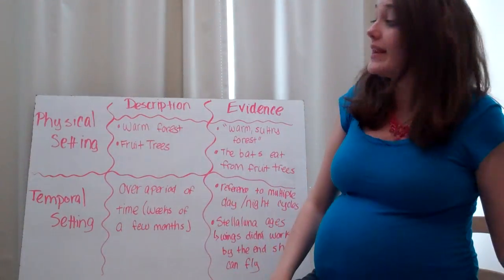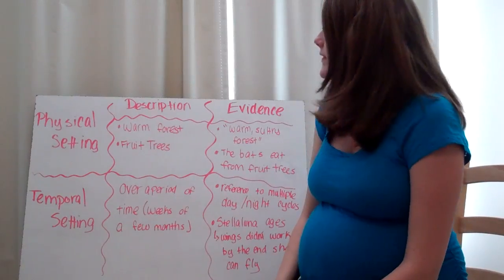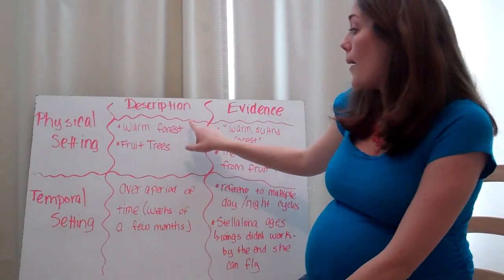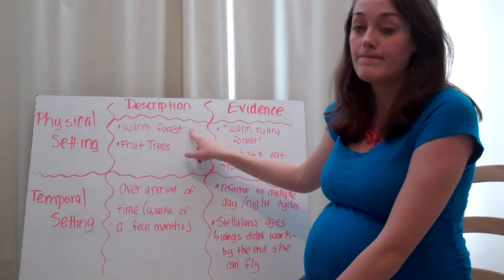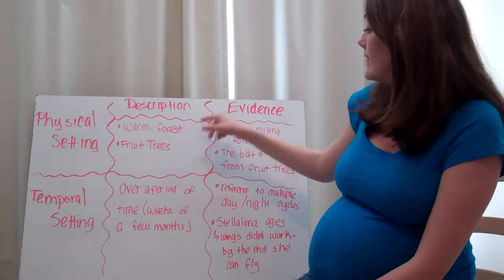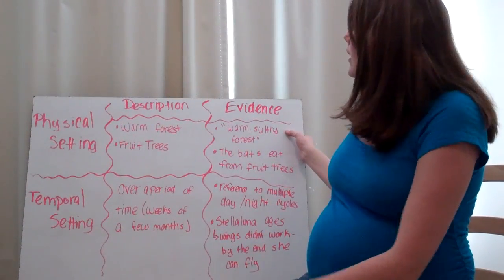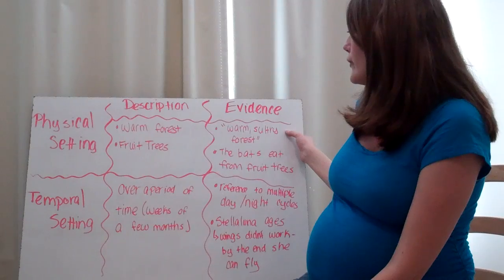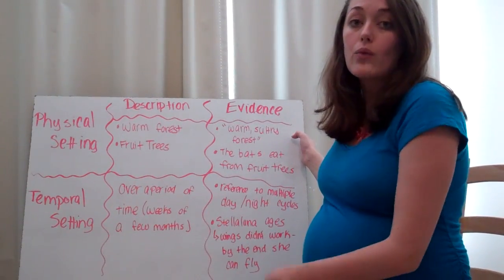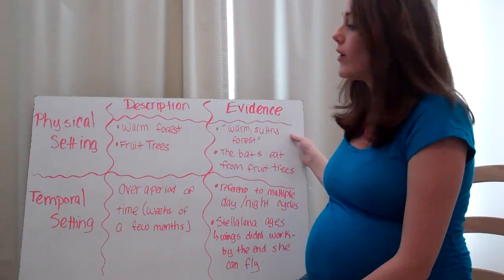In our book, Stella Luna, we're able to analyze both elements of setting. Starting with our physical setting, we know that this happens in a warm forest. We know this because looking back in the book, it specifically says that it happens in a warm, sultry forest. Doing further research, you can also find that this kind of fruit bat is going to live in a warm forest, more in the tropical regions. So it's a warm forest.